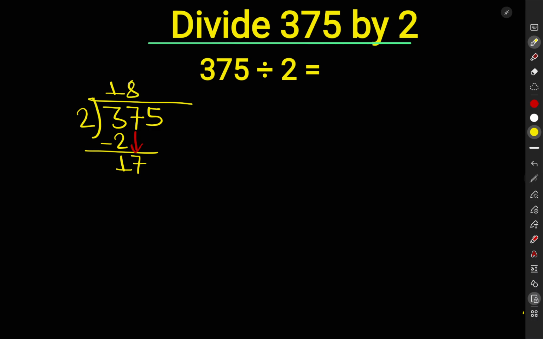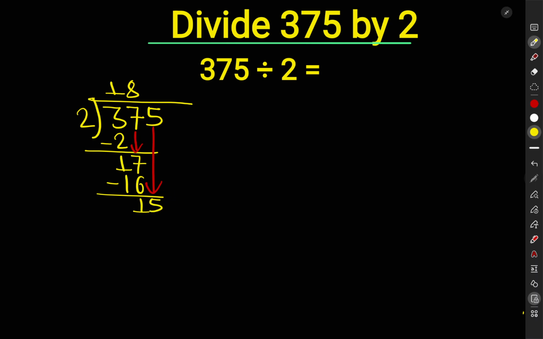So 2 times 8 means 16. On subtracting we get 1. So now this 1 is again less than 2. So we put down the number beside this, 5.